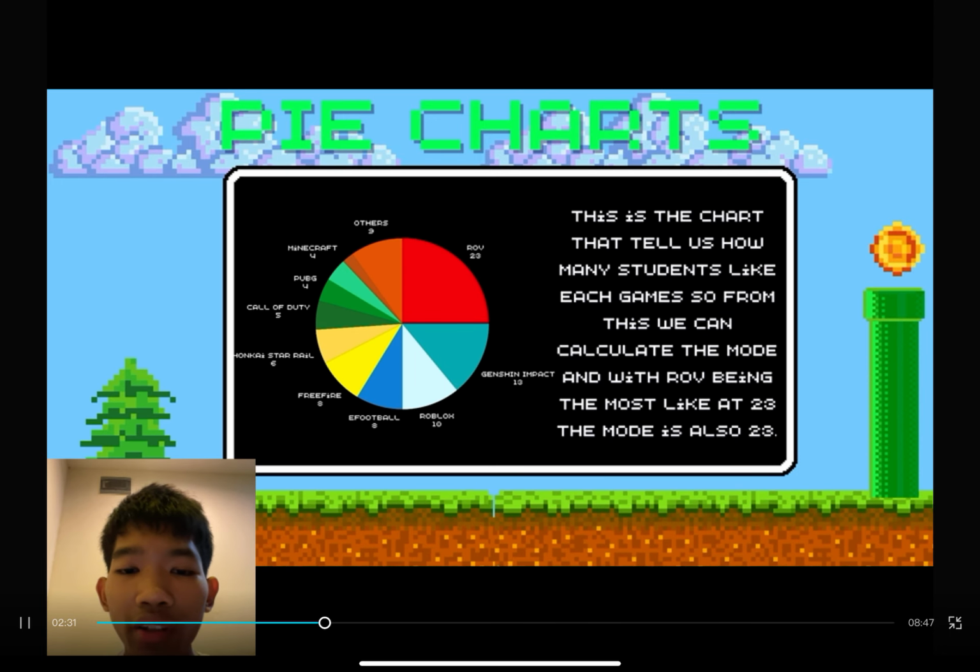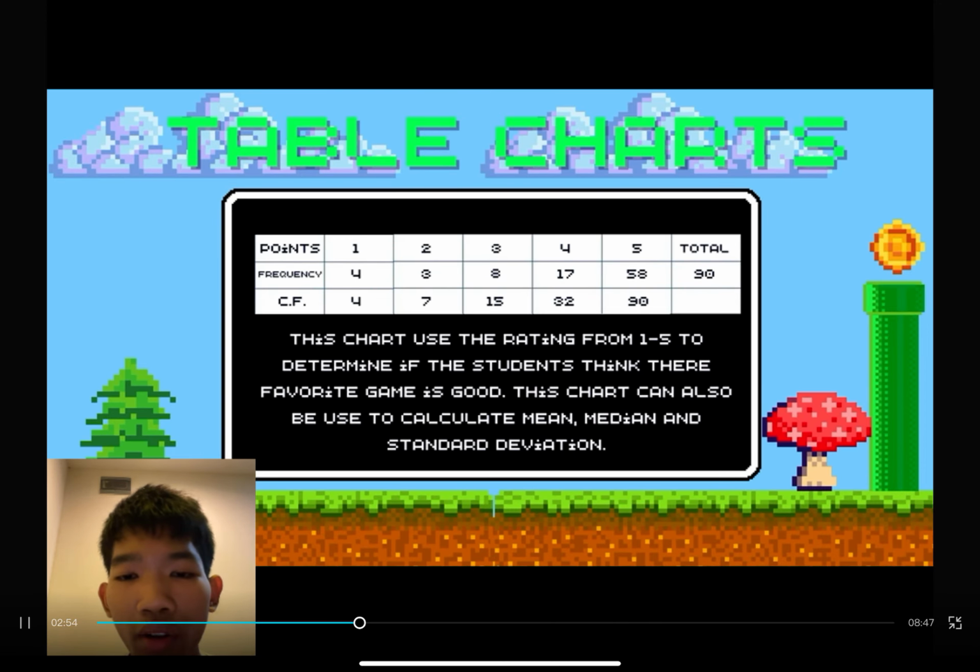The second pie chart is the game pie chart. We can see here that the game that students like the most is ROV, with it being at 23 students, which means the mode is also 23, with the second coming being Genshin Impact at 13 and the third being Roblox at 10. And up next, we got the table chart of how satisfied students are with the game.